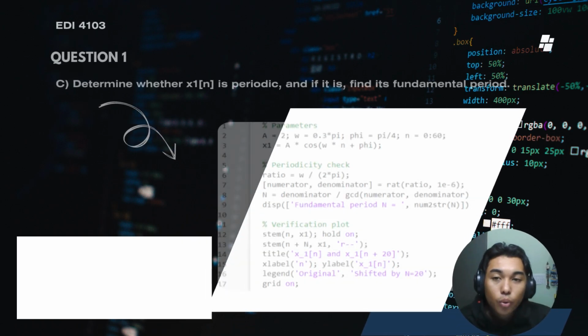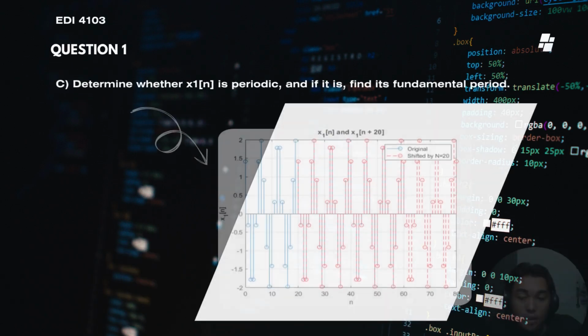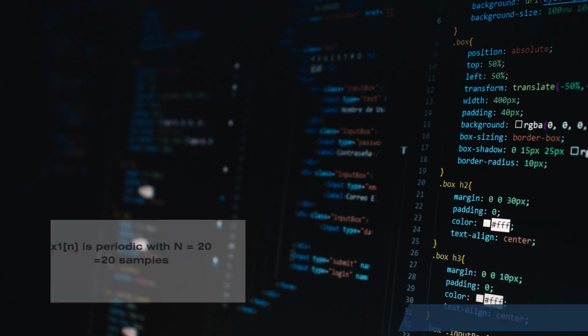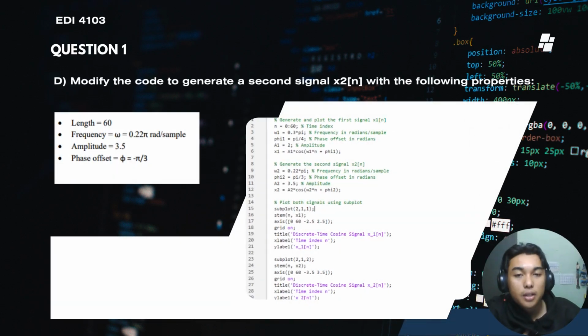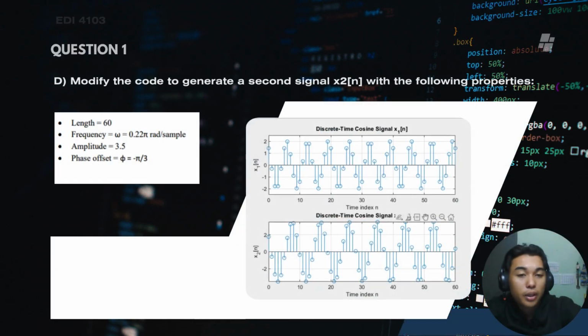Okay, for question 1C, here is the code that has been written. This is the output and X1N is periodic. Okay, for question 1D, this is the modified code with the following properties. Okay, this is the output for question 1D.